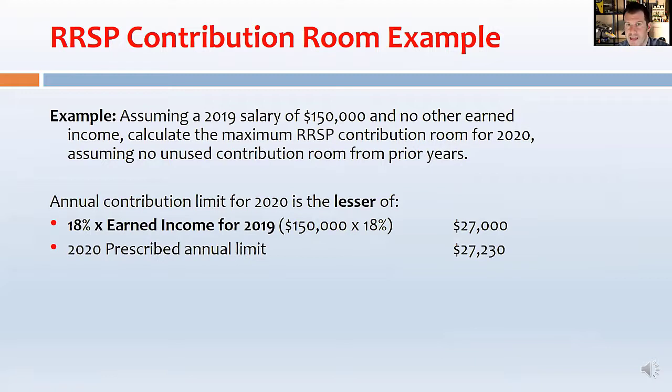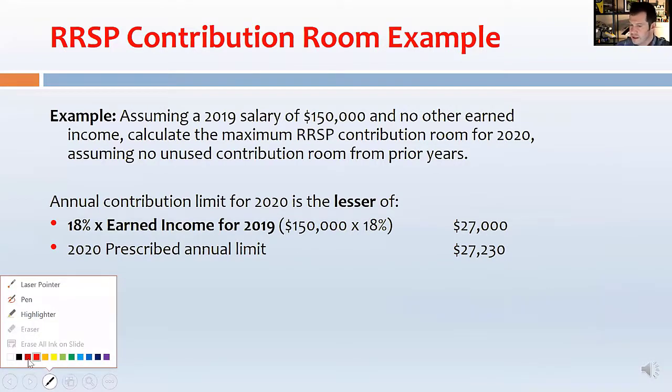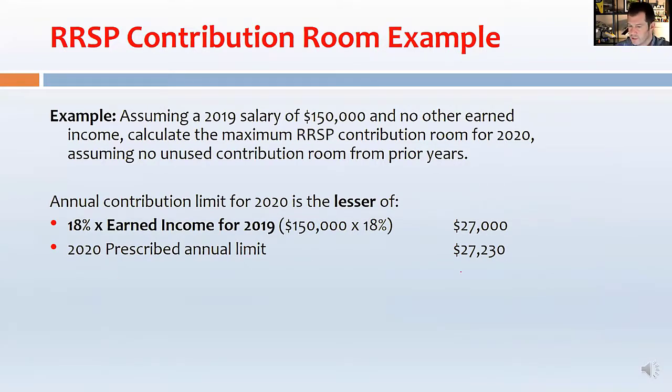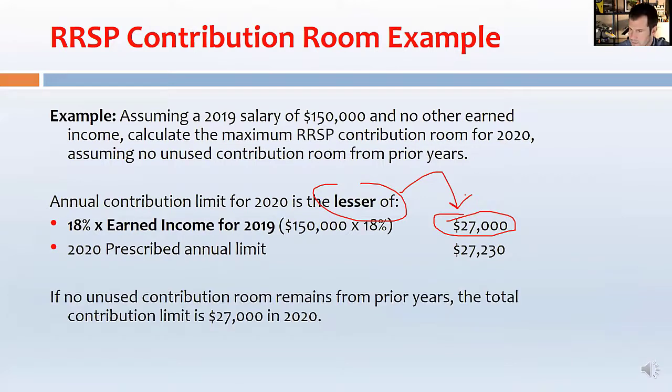The second term is, what's the prescribed annual limit? It's $27,230. Therefore, this is the amount that we're going to be using. It's the lesser of those two things. Guess what? That's your contribution limit. You can contribute up to $27,000 for the year. Now, your deduction limit's going to be limited by how much actual income you have, but that's for another day.